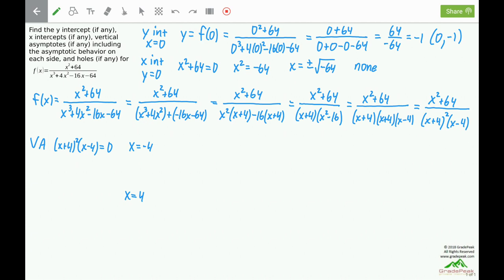We want to analyze the asymptotic behavior on each side for each of these vertical asymptotes. Starting with the x equals negative 4 vertical asymptote, we can look at the left-sided limit of the fully factored canceled version of the function, and the right-sided limit also of the fully factored canceled version of the function.